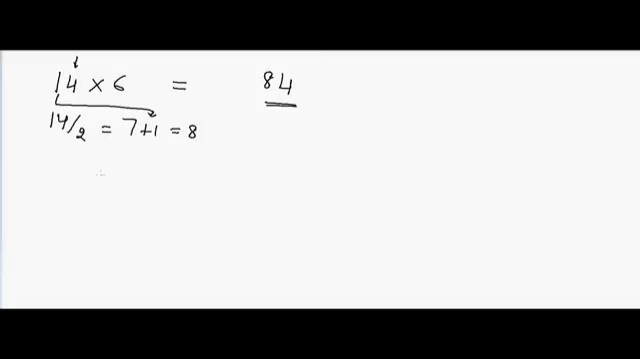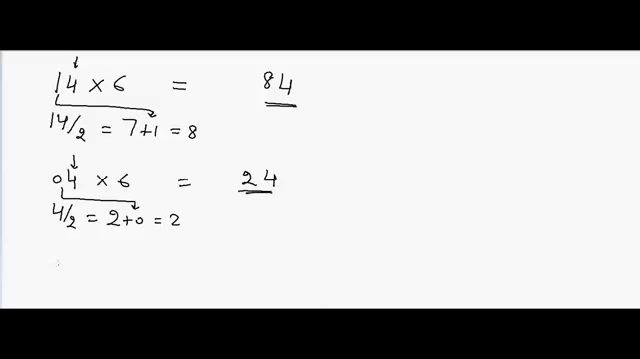Another example, if I have 4 and I want to multiply by 6, in that case the last digit is 4, so I'll write 4 here, and then half of 4 is equal to 2. Because there is a 0 here, if I add 0 it will still remain 2. The answer will be equal to 24.